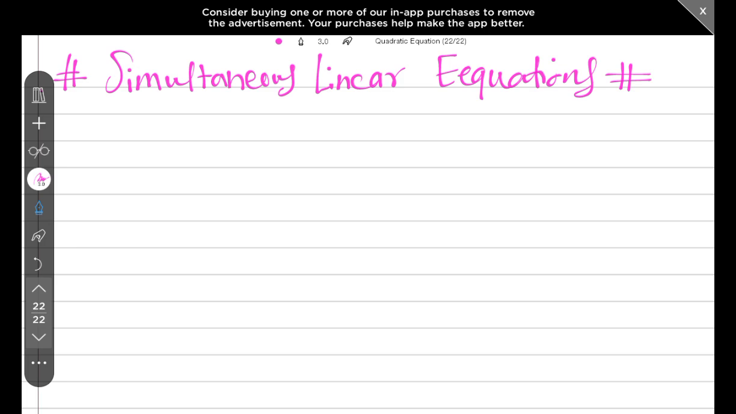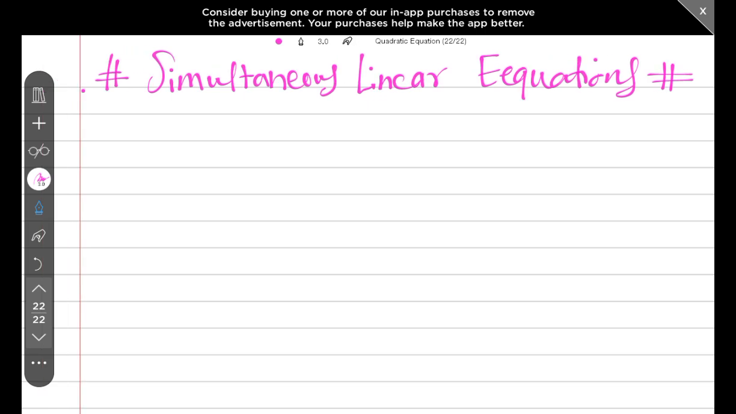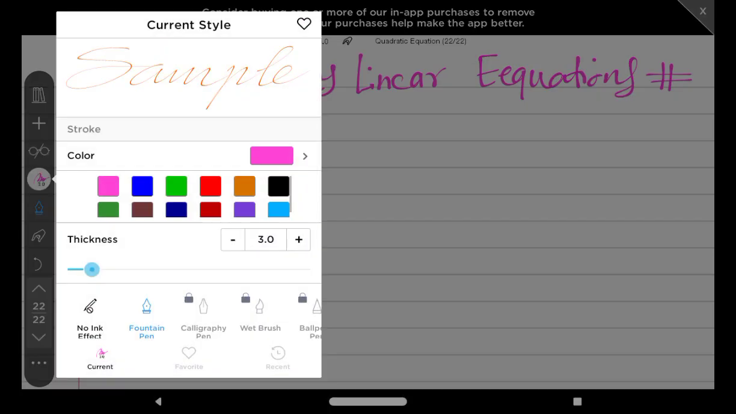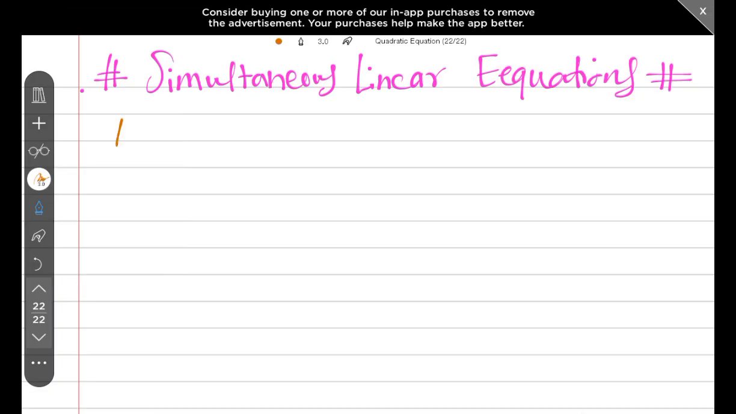Hello students. So as discussed earlier, today we are going to see how to solve simultaneous linear equations, right? Generally, simultaneous linear equations consist of two variables. In today's topic, we are going to see simultaneous linear equations in two variables.